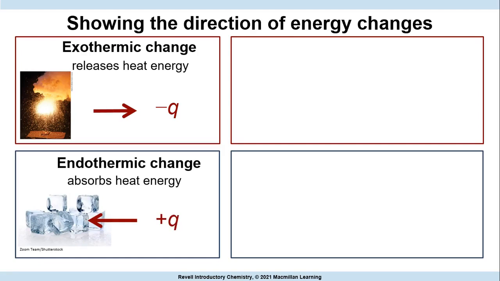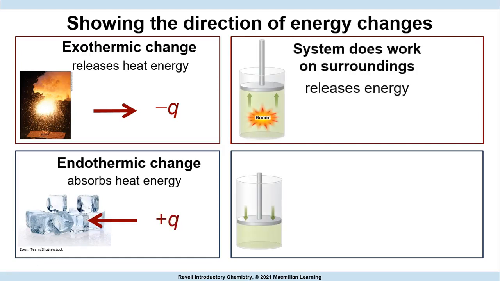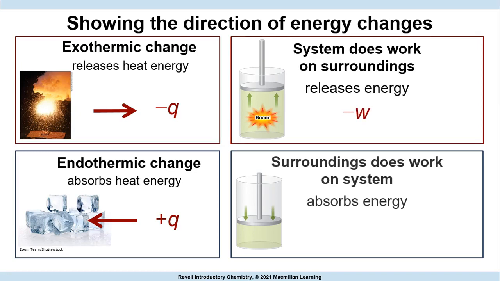Now, let's look at energy in terms of work. So what happens when the system does work on the surroundings? When the system does work on the surroundings, it releases energy. And if it releases energy, W becomes negative. Now, if the surrounding does work on the system, it means that the system absorbs energy, and W is positive. So you have to be able to know when Q and W are positive or negative.